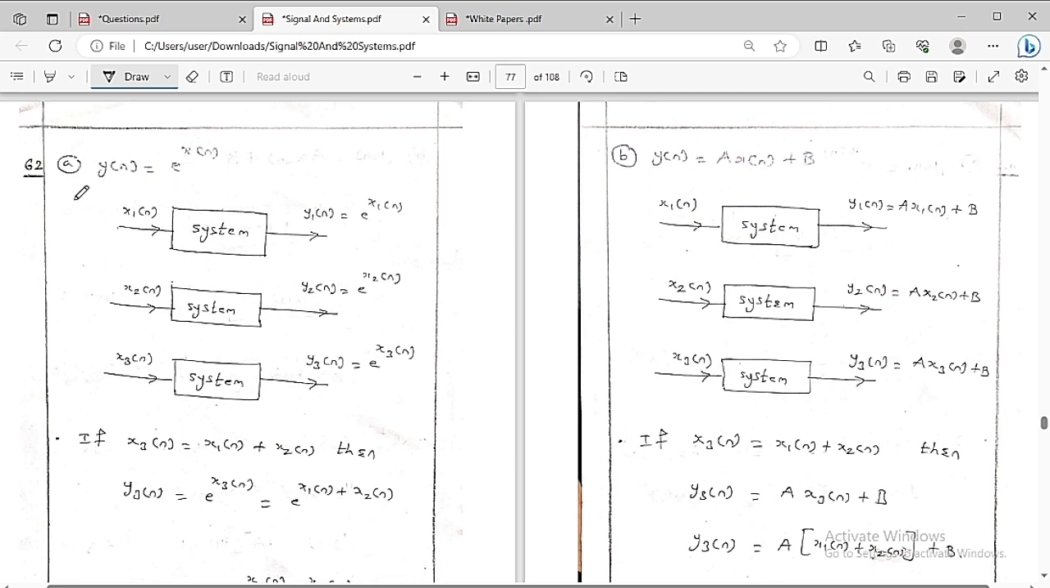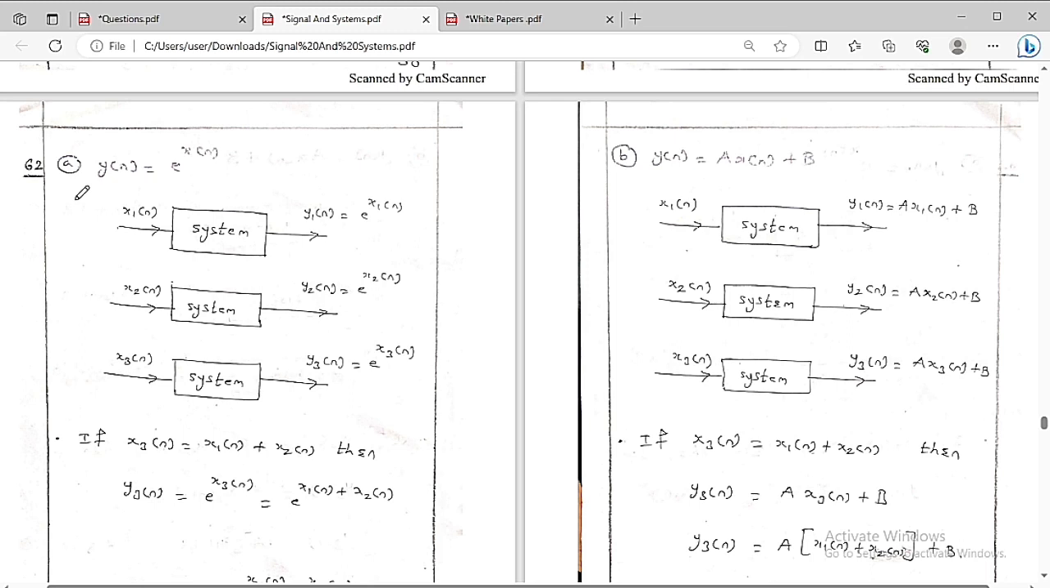So now we are going to discuss the solution regarding this question in a very detailed manner. What is the first system they have given? y of n is equal to e to the power of x of n. For the system, the input is x of n and the output is y of n. So the expression relating output and input is y of n is equal to e to the power of x of n.